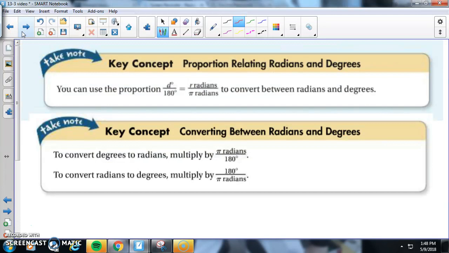We can use the proportion d over 180 equals r over pi to convert between radians and degrees. But an easier way to do so would be to multiply by the fraction. So if we are going from degrees to radians, we multiply by pi over 180. And if we are converting from radians to degrees, we multiply by 180 over pi. The way you can think about this is whatever we want to cancel goes on the bottom, so whatever unit of measure we want goes on top.